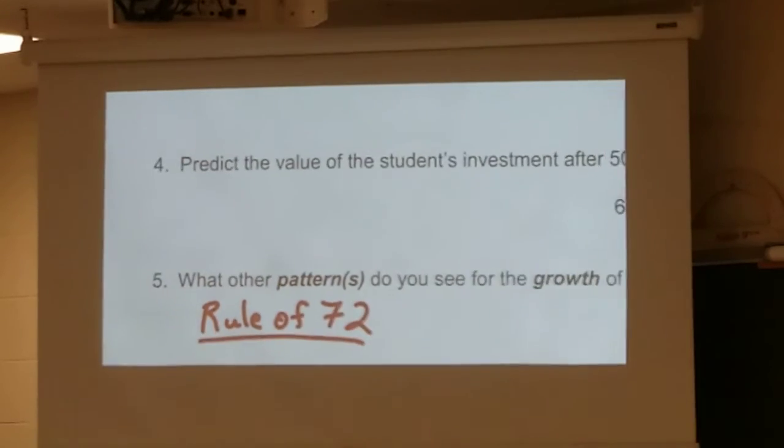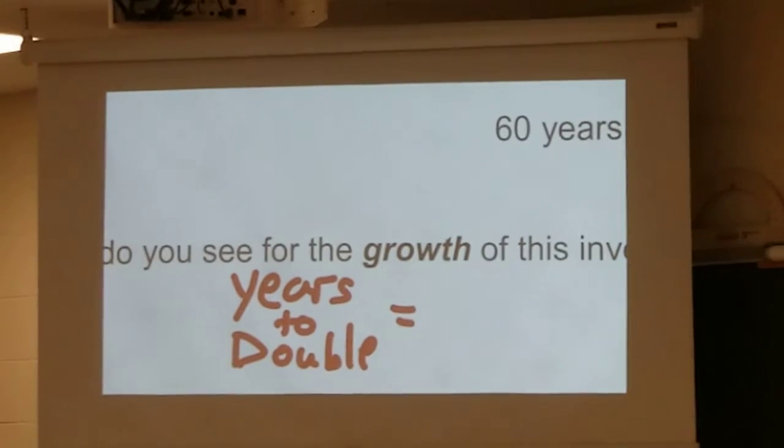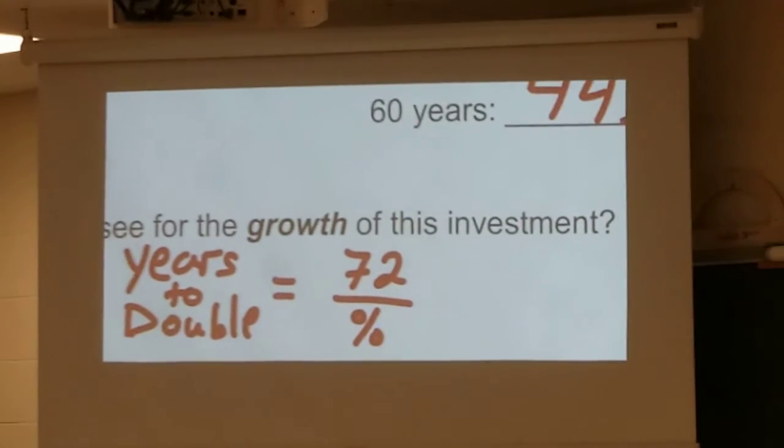The rule of 72 tells you how long it takes for your money to double. It tells you how many years it takes for your money to double. I'll just call it years to double. And all you have to do is take 72 and divide it by your percentage.